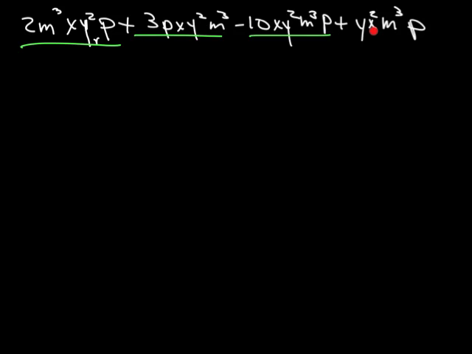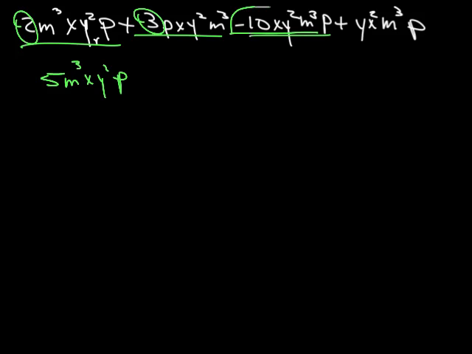X. Okay, that has a squared on it. None of the other ones do. So that means I can't combine this one at all. The ones that are underlined in green, I can combine. So let's do that in green. 2 plus 3. So I have 5 m cubed xy squared p.